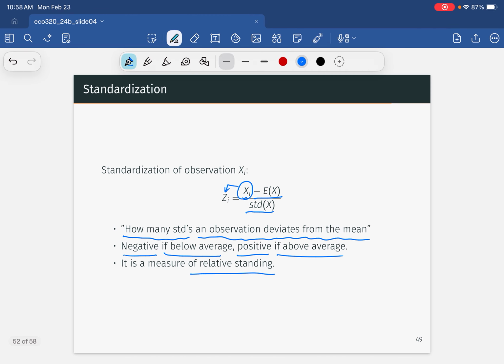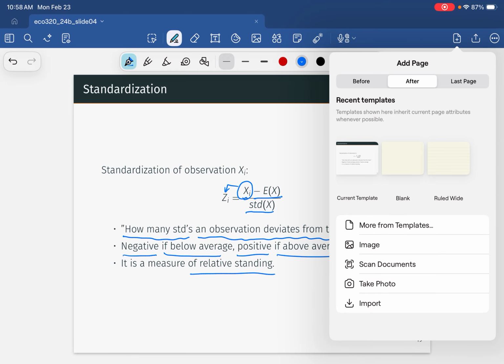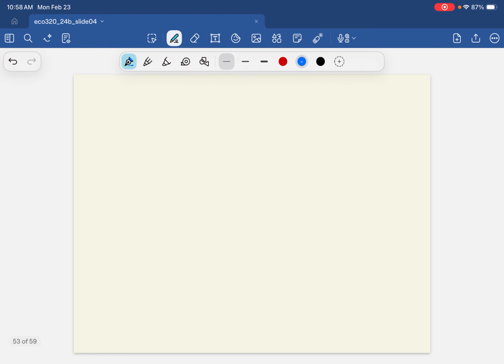Let me add one more thing. One hidden keyword that I am emphasizing again and again is transformation of random variables.